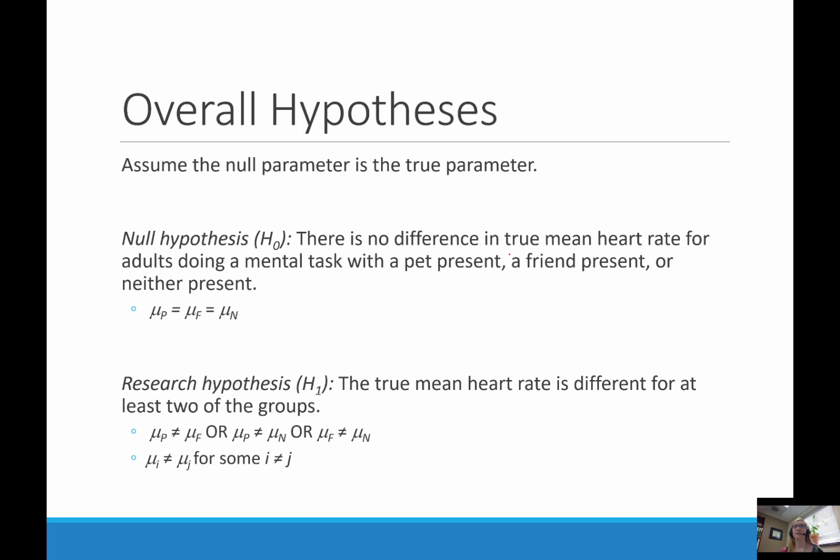Our research hypothesis is that the true mean heart rate is different for at least 2 of the groups. Remember, we can't specify which groups are different, so the research hypothesis includes all possible pairings of groups, whether that's listed out in long form, the first bullet point, or in shorthand, the second bullet point.